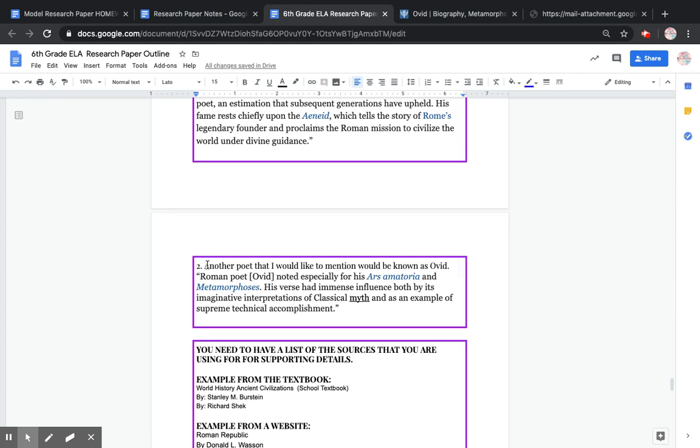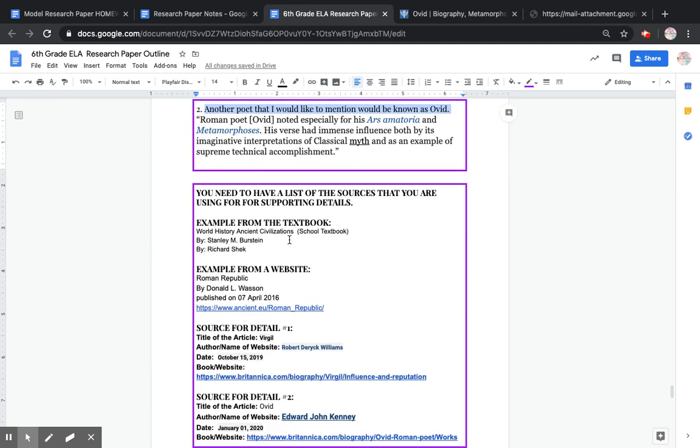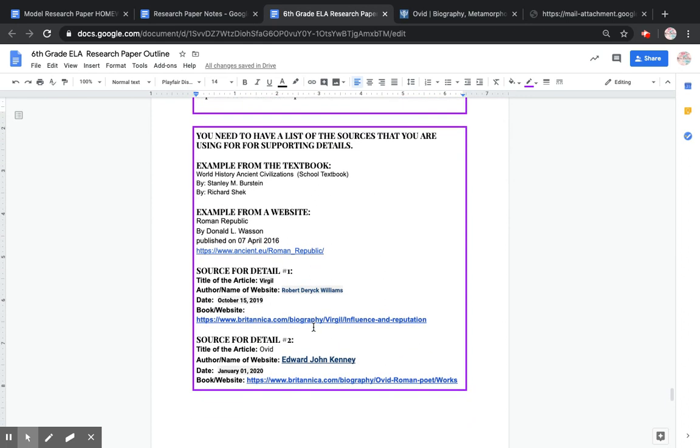I did mention it here when I wrote "another poet I would like to mention is Ovid," but I don't want them to think that it was about a different poet. So I just did that to help with the reader's comprehension, so they could easily understand what it was about. I had 2 different sources, even though they were both from Britannica. I was looking at Virgil, and then I clicked that link that sent me to that Ovid website.